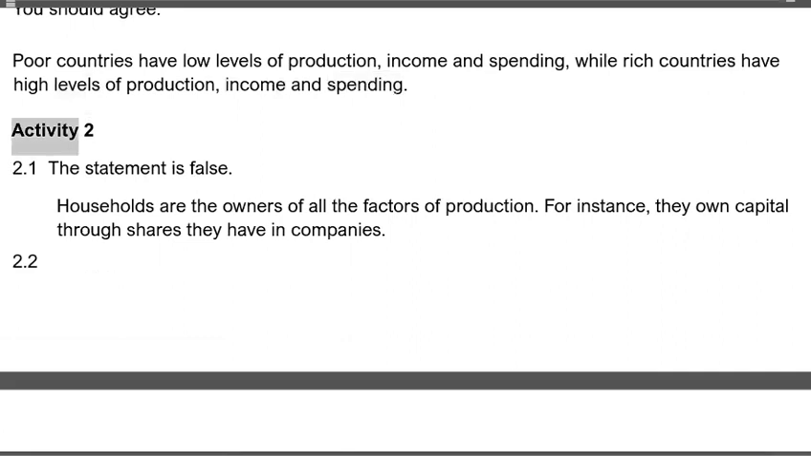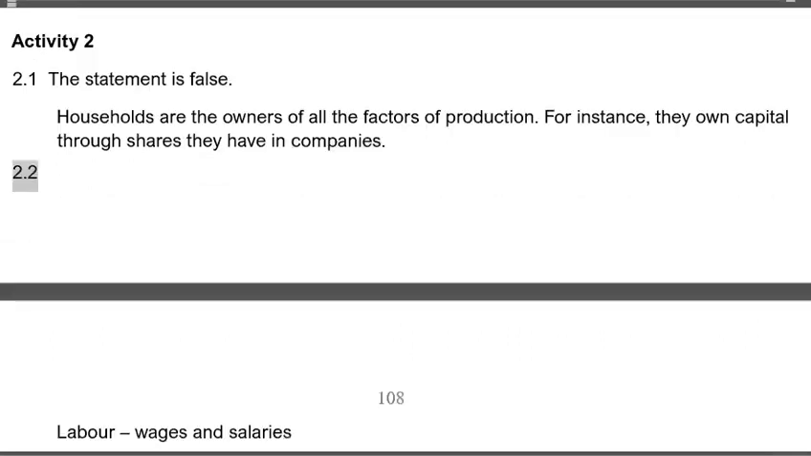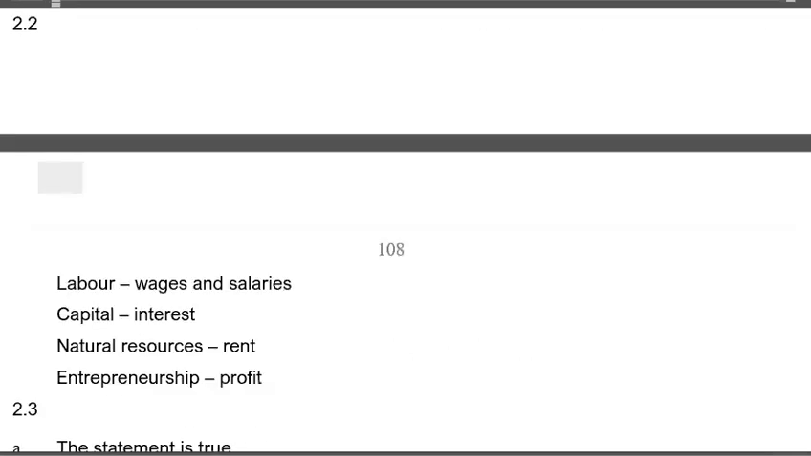Activity 2. 2.1 The statement is false. Households are the owners of all the factors of production. For instance, they own capital through shares they have in companies. 2.2. Labor, wages and salaries. Capital, interest. Natural resources, rent. Entrepreneurship, profit.